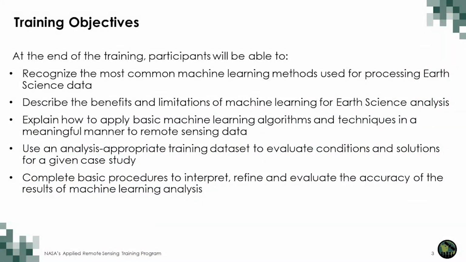We are at the final part of the training, and just to review, the objectives of this training were to recognize the most common machine learning methods used for processing Earth science data, describe the benefits and limitations, explain how to apply basic machine learning algorithms and techniques to remote sensing data, use an analysis-appropriate training data set to evaluate conditions and solutions for given case studies, and to complete basic procedures to interpret, refine, and evaluate the accuracy of the results of machine learning analysis.